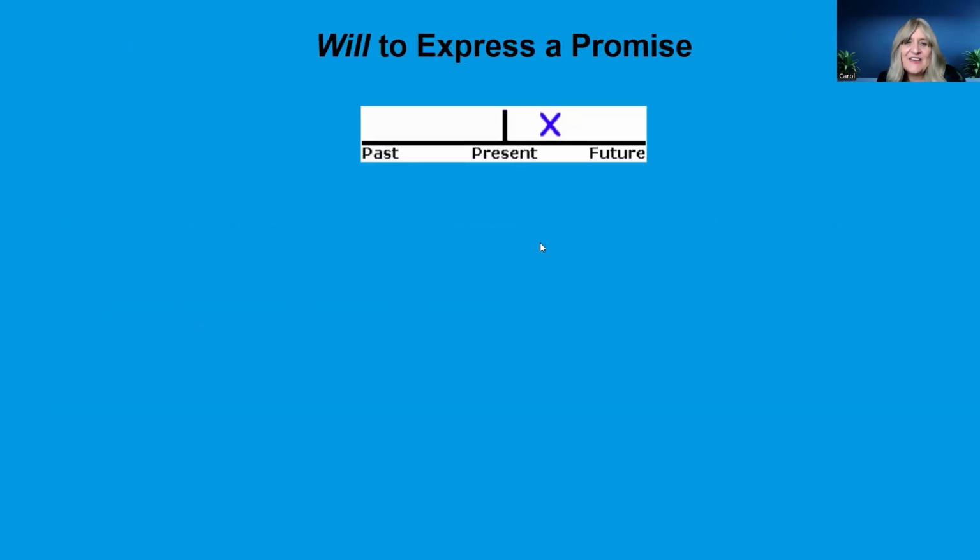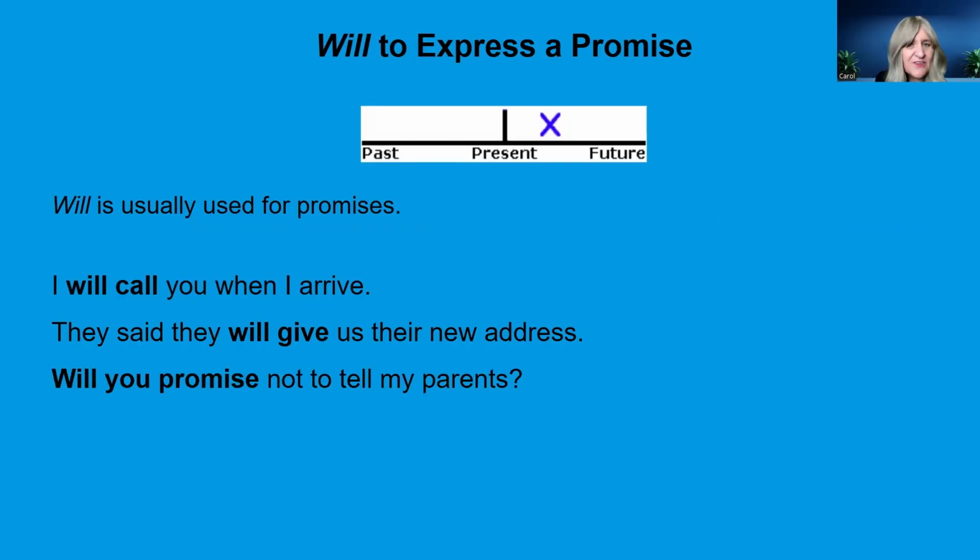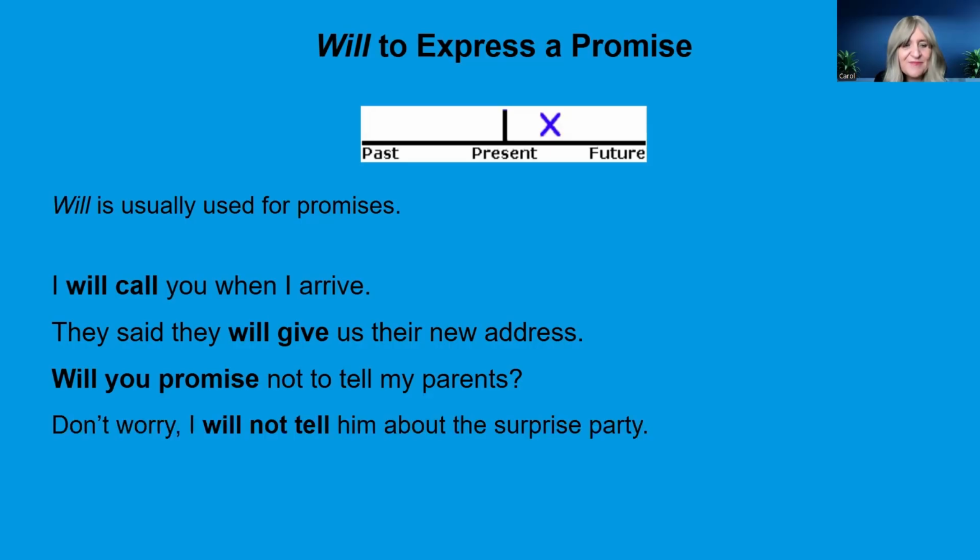And again, we use will if we want to express a promise or make a promise to somebody. So we might say, I will call you when I arrive. They said they will give us their new address. Will you promise not to tell my parents? Don't worry, I will not tell him about the surprise party.